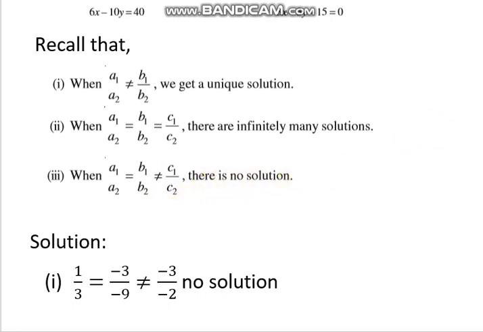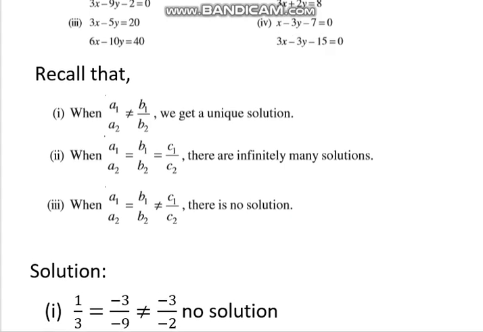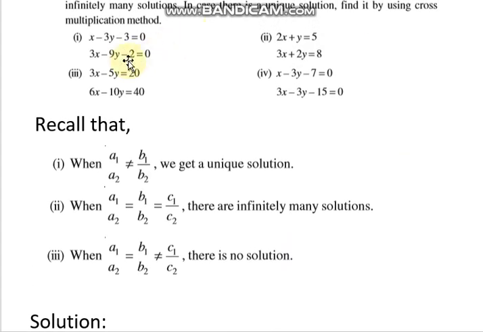So in this exercise we have 4 sums. The first one is x minus 3y minus 3 equals 0, 3x minus 9y minus 2 equals 0. So in the first equation the coefficient of x is a1, the coefficient of y is b1, and the constant term is c1.